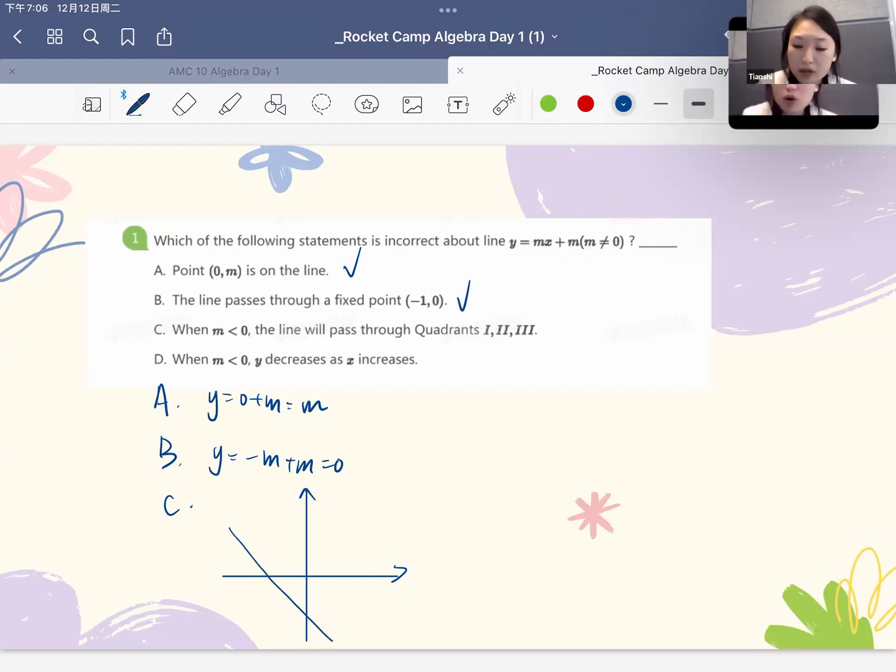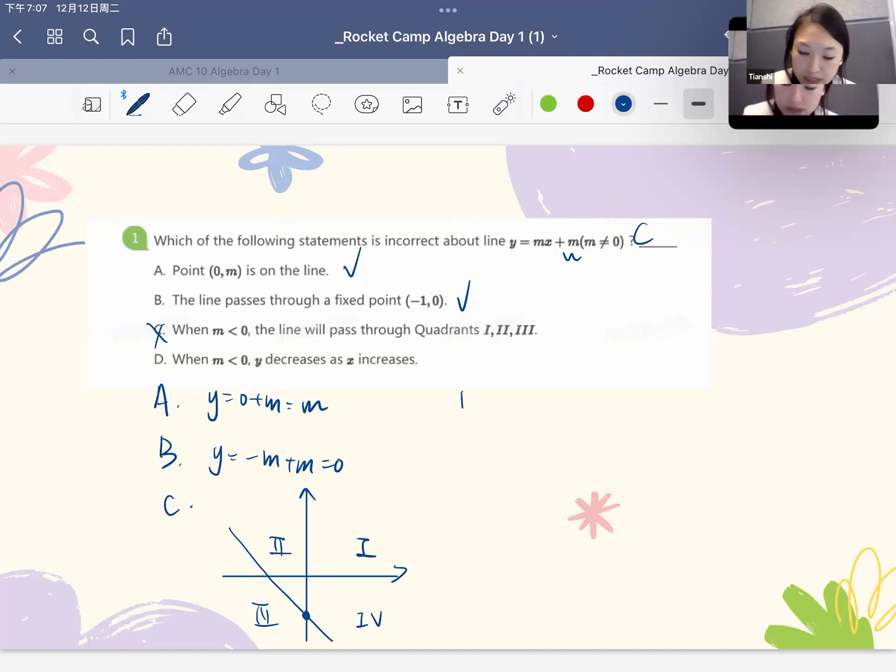And also here we have +m, so the y-intercept is also negative. So it will pass through the second, the third, and the fourth quadrant, right? It will not pass through the first quadrant. So C is incorrect, okay? So the answer for this one will be C.